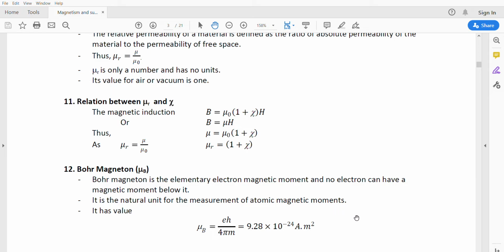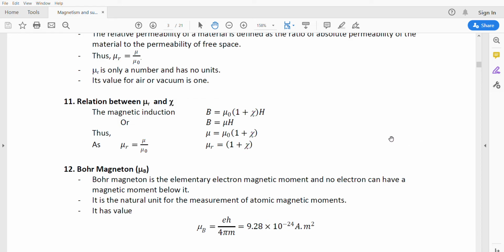Its value is given by this formula, eH upon 4 pi m, which also has a derivation. The Bohr magneton mu B is equal to this value. Any magnetic moment of a material is a multiple of the Bohr magneton, like 3 mu B, 4 mu B, 5 mu B, like that.